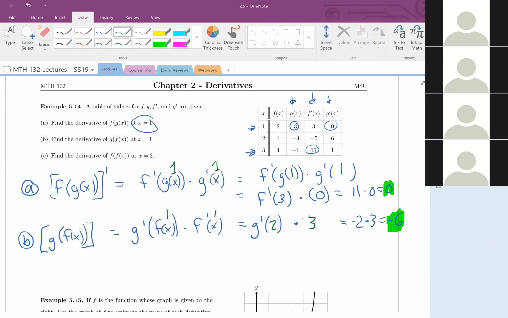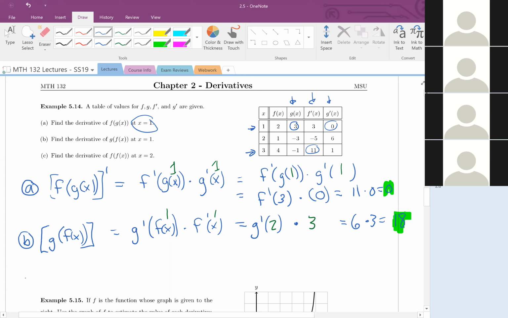Oh, I did that wrong when I was thinking. Okay, so f of 1 is 2. Oh, it's not a -2. So I got to write my work. Okay, now we look at g prime of 2, and g prime of 2 is actually 6. And so we should get an 18 there for our final answer.